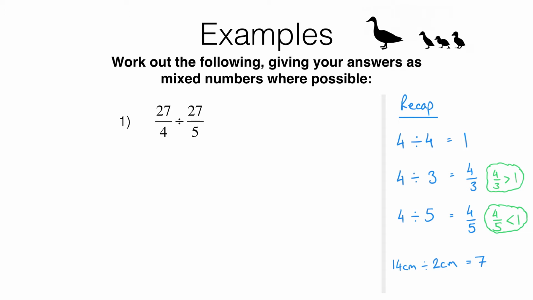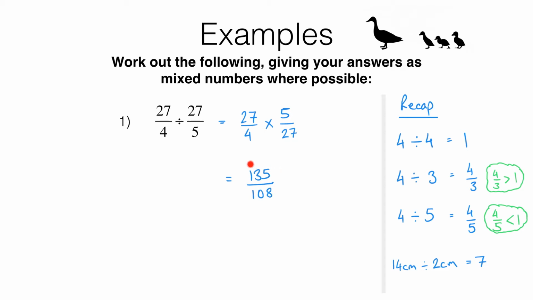Let's start with the first one then. We have 27 over 4 divided by 27 over 5. Now if we just do what we did before, we know that we can do 27 over 4 and multiply it by the reciprocal of 27/5. So that's going to be 5/27. Now, a really slow way of doing this would be to actually multiply 27 and 5 and the 4 and 27 to get 135 over 108.